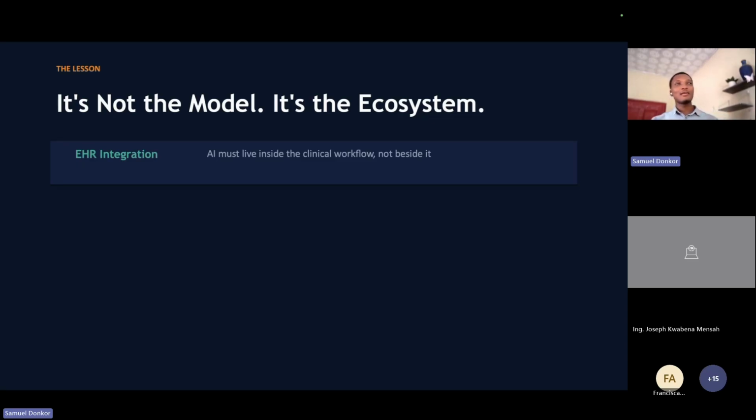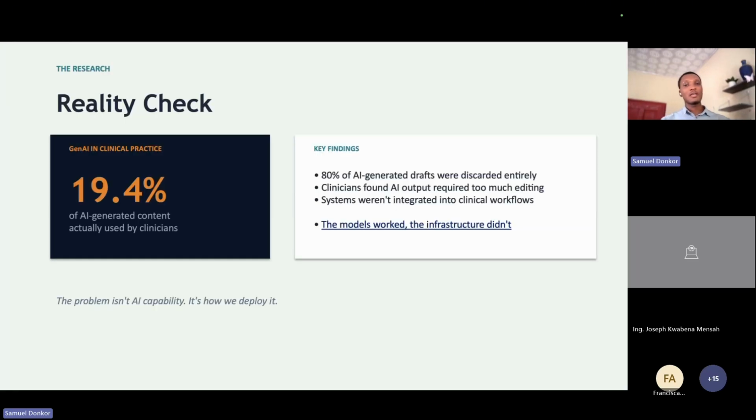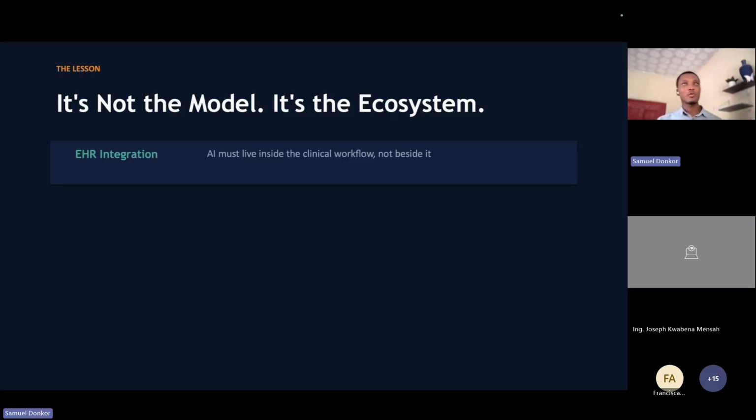But then late last year, they went even deeper based off the study they conducted, right? They said, hey, these are the lessons we learned. What can we do better? So they realized it's not a model problem, it's an ecosystem problem. And the first thing is EHR integration, right? If you don't have the system in place, how do you even expect to integrate your solution into it in the first place? So the solution you build should live inside the clinical workflow, not beside it. It shouldn't be bolted beside it.